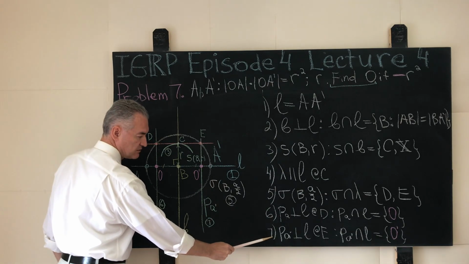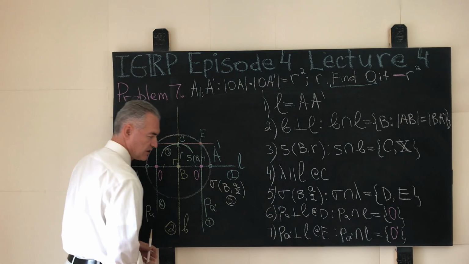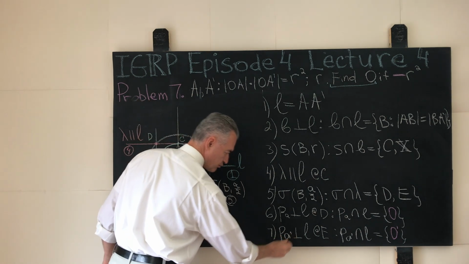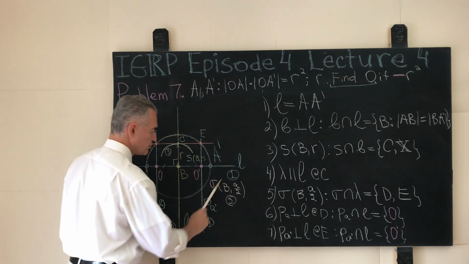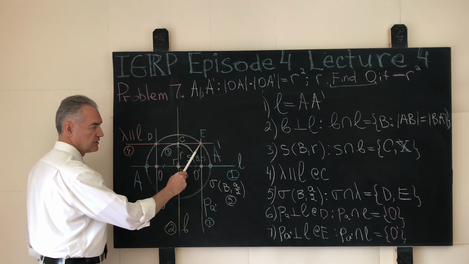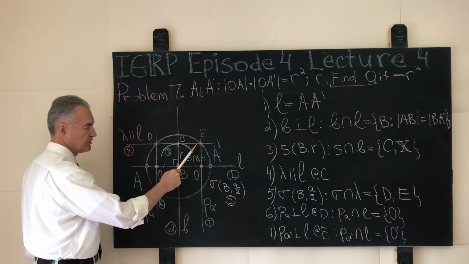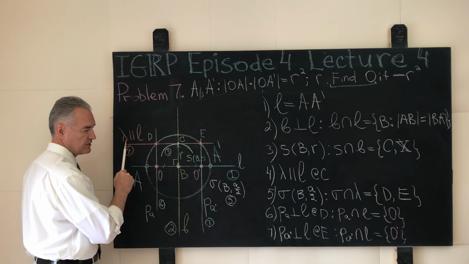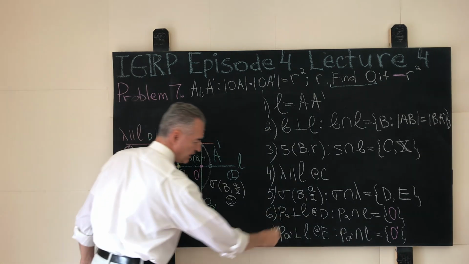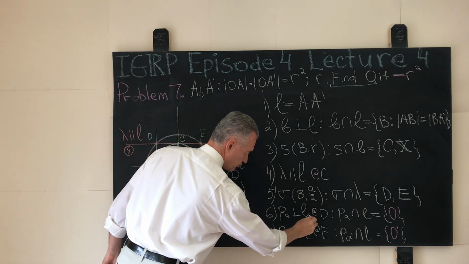Step number 7, the algebra. We construct a straight line P sub A prime, also perpendicular to L, but through the point E. Or if you want, we can do perpendicular to lambda. It doesn't really matter. So we can say L or lambda. I'll put in lambda over here.